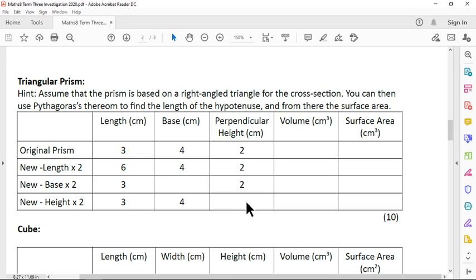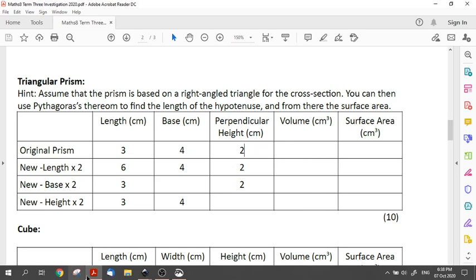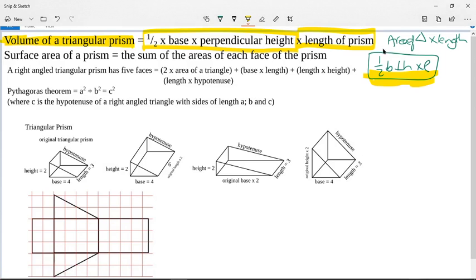So put the answer to 2 times 2 in this box here. I hope you know what's 2 times 2. If not, use your calculator. And then if you've got all the numbers for the length, the base, and the perpendicular height, you are going to be able to use your calculator to work out all of these volumes from this formula that we have on the formula sheet: a half the base times the perpendicular height times the length of the prism. So that will sort out your volume issues.